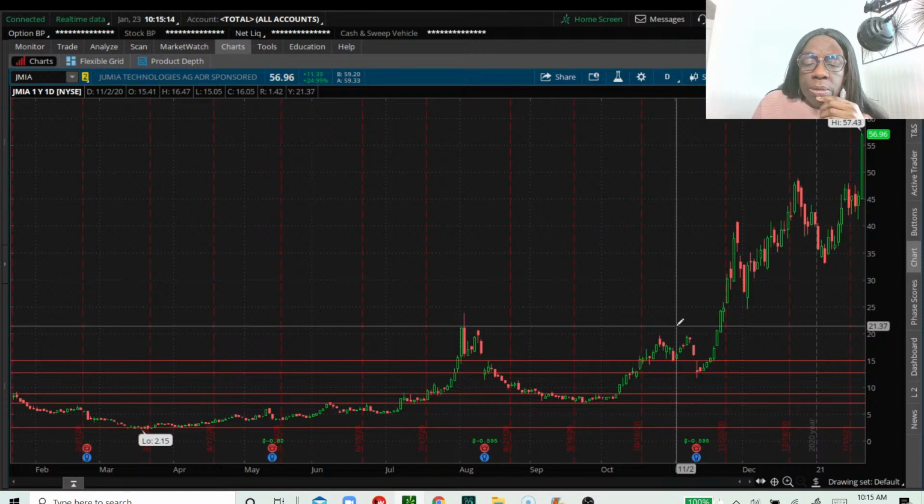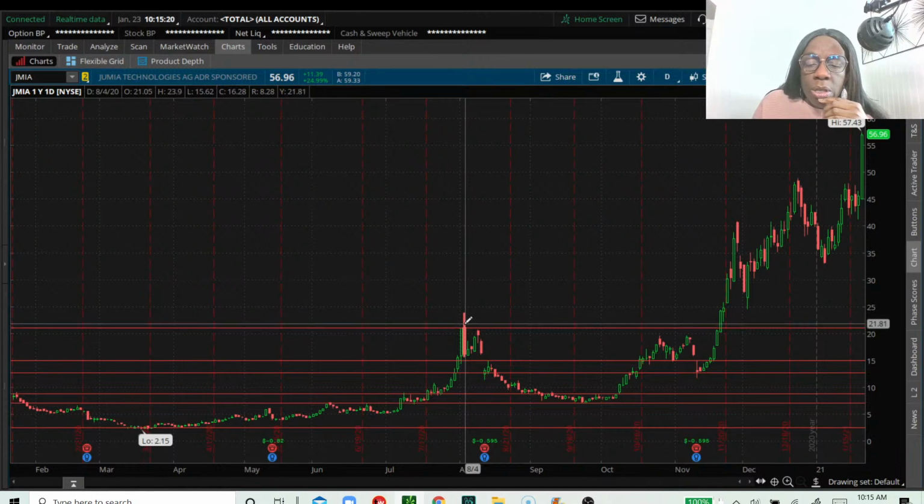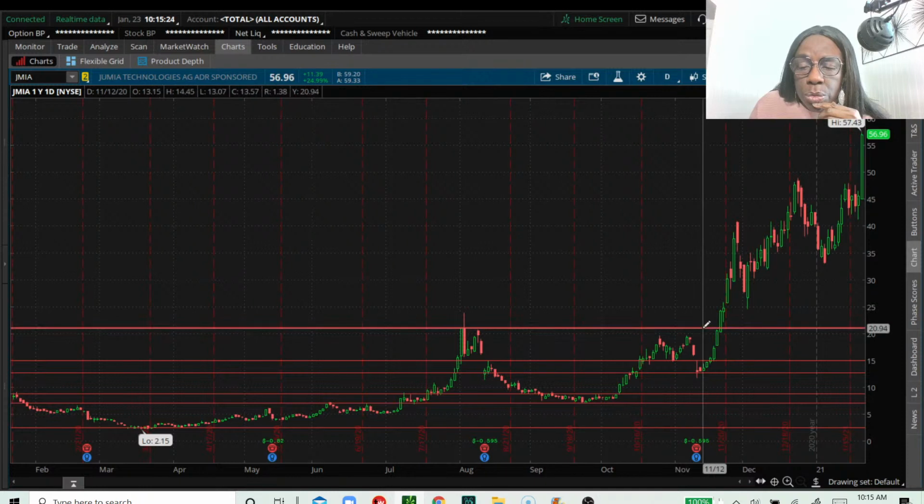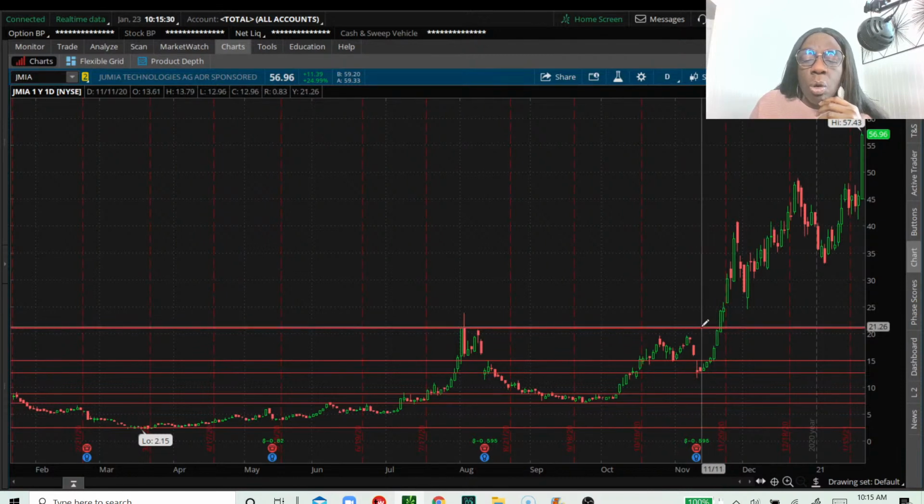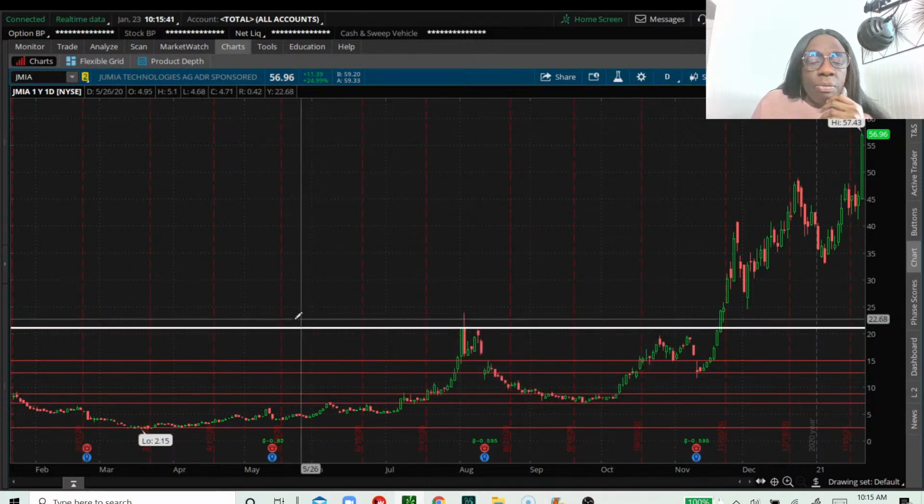There's another level. This is a nice clear level, because over the course of August to November, that is 2 to 2.5 months, price action did not go above this point. I'm going to change its color because that is a very strong level point.